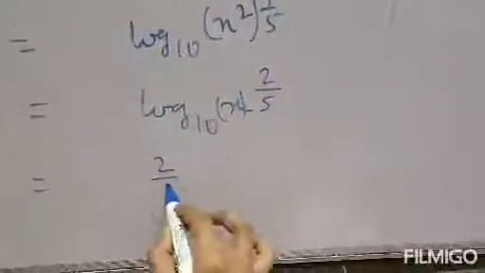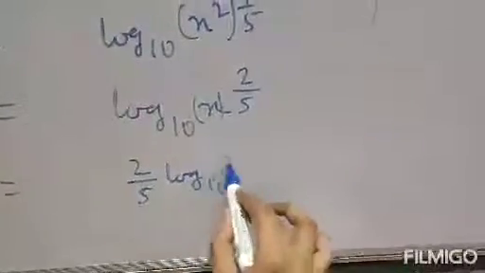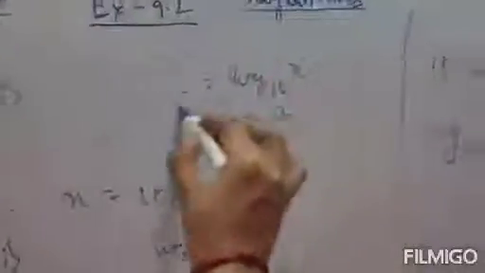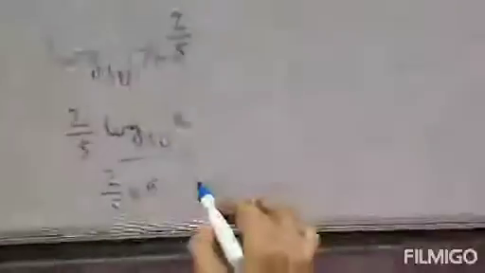Clear? Next, apply the power formula. So 2 by 5 comes first and is multiplied into the log term: 2 by 5 log base 10 of x. Now it will be 2 by 5 into a, because log base 10 of x is given as a. Already it is given that a equals log base 10 of x, so we can write a in place of log base 10 of x. So it is 2a by 5. Your answer is 2a by 5. Clear? This is the second part.